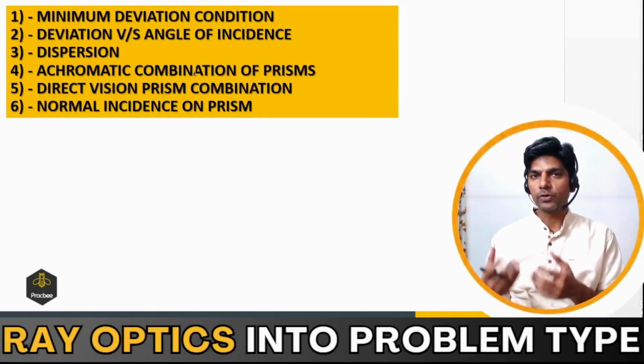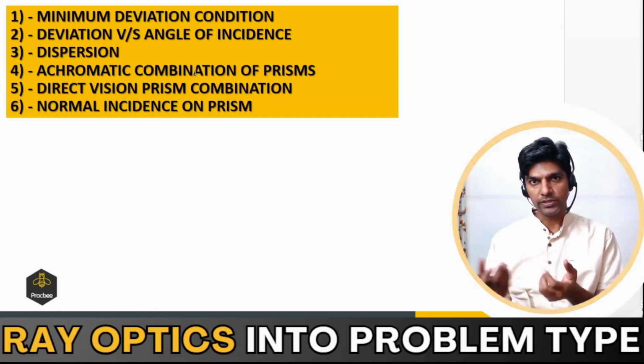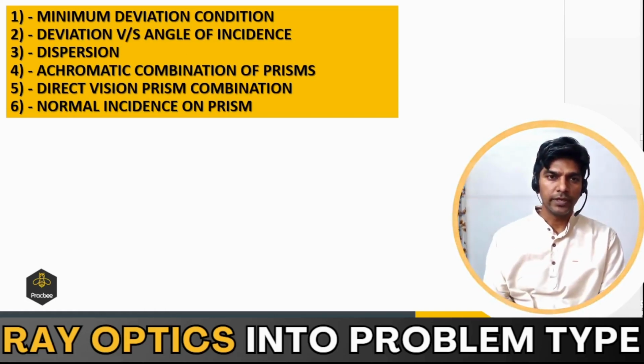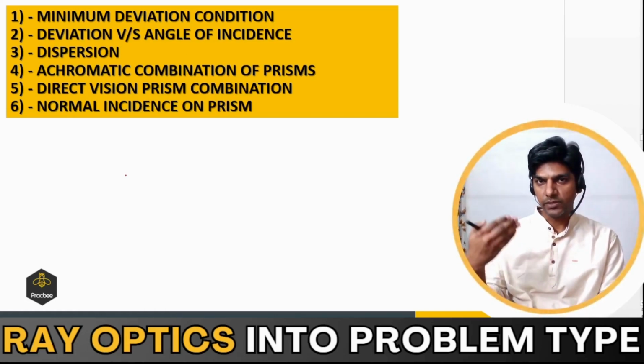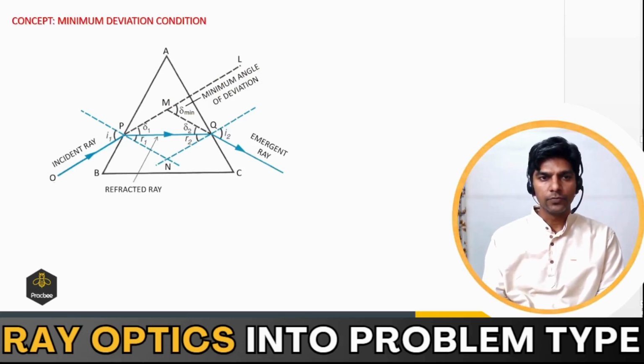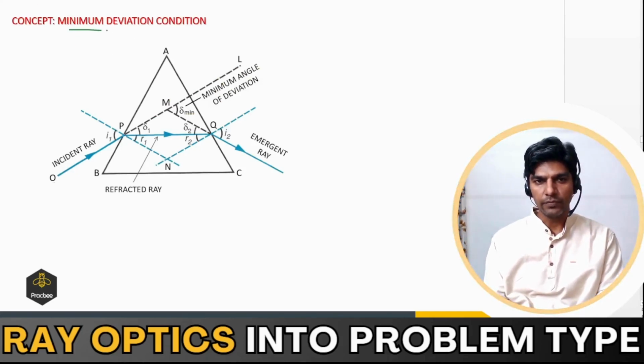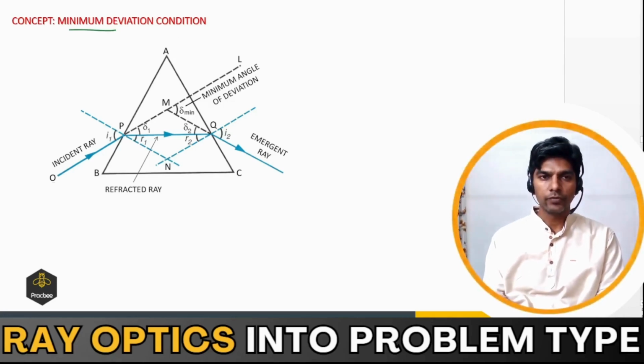Now let us see the different problem types which can be formed for prism topic. So here these are the 6 problem types. Let me discuss these problems one by one. So the first problem type is based on the minimum deviation condition. And what do we mean by that?